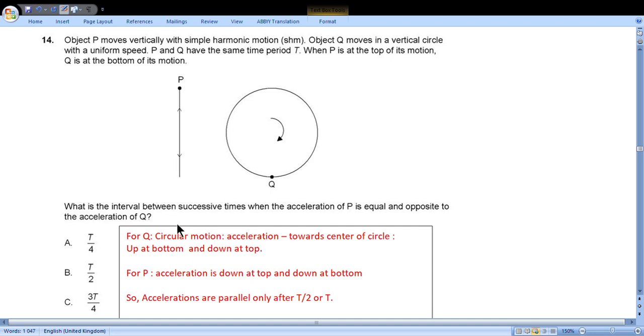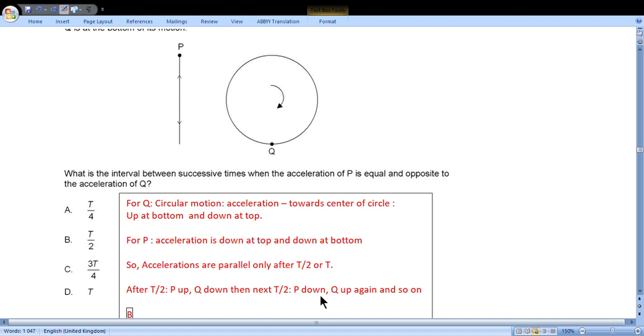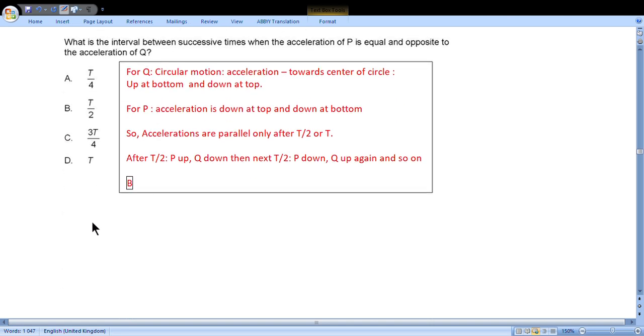So for Q, circular motion, acceleration is towards center, up at the bottom and down at the top. For P, acceleration is down at the top, and up at the bottom. So accelerations are parallel only after half period and period. So after half period, P is up and Q is down, and after next time period, P is down, Q up, and so on. So we choose answer B, T over 2.